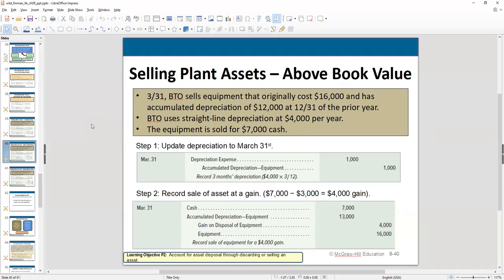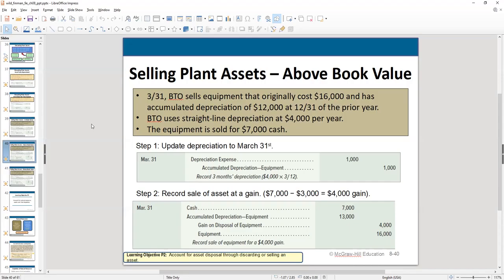Now, if we sell above book value, and again, March 31st, we're going to have to capture 3 months depreciation, which is the same as the last problem. So I won't go over that. So we record the sale of the asset. We're going to get $7,000 for it. Now, I'm trying to think of a quick, easy way. Well, you can see $7,000 cash that we receive minus the book value of $3,000, okay? Because we're in the last year. That's going to give us a $4,000 gain.